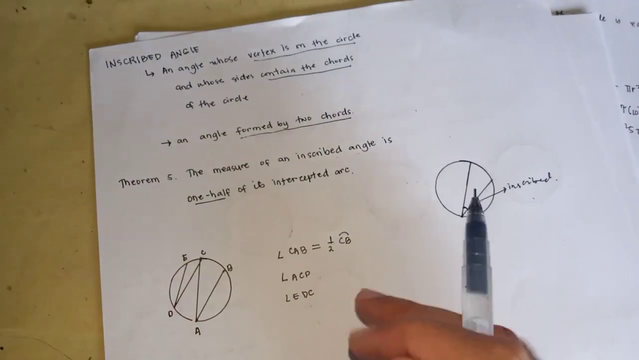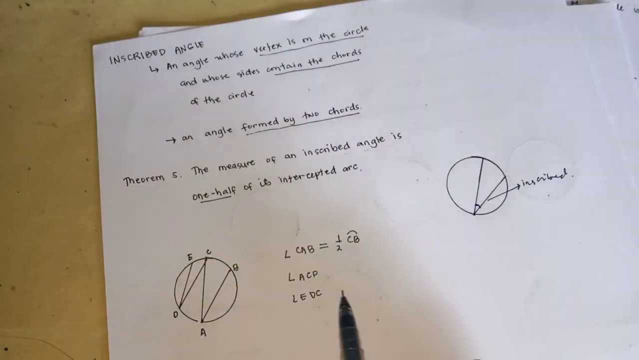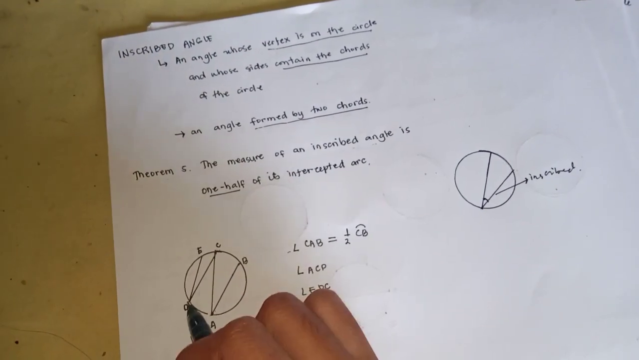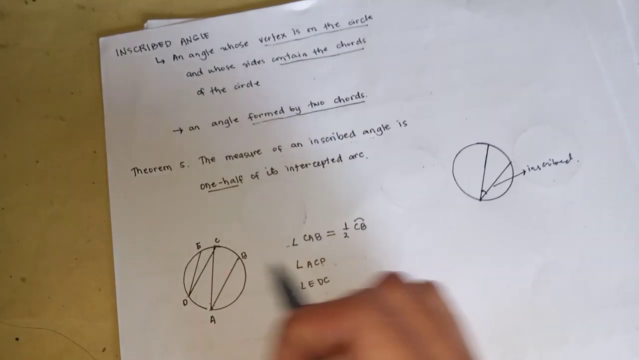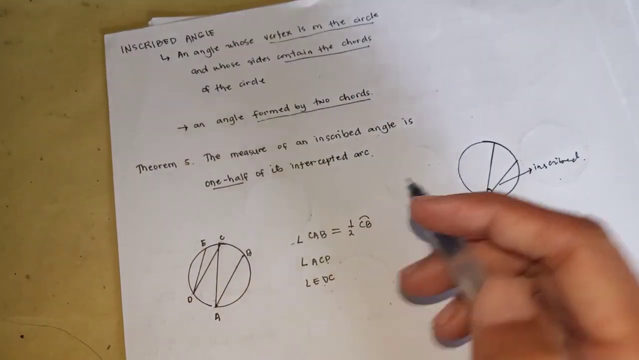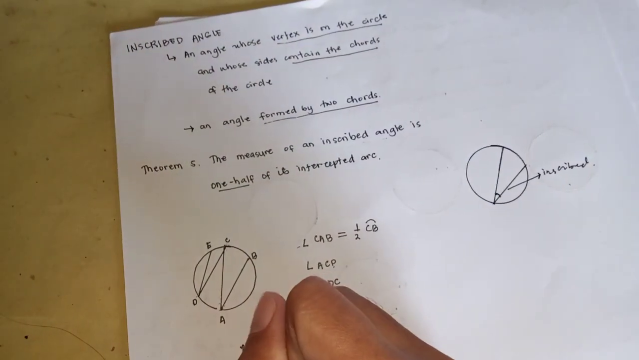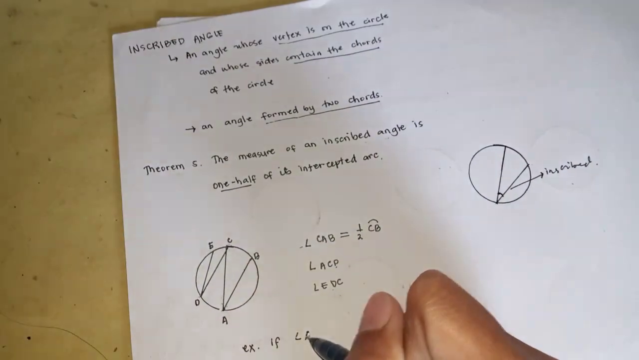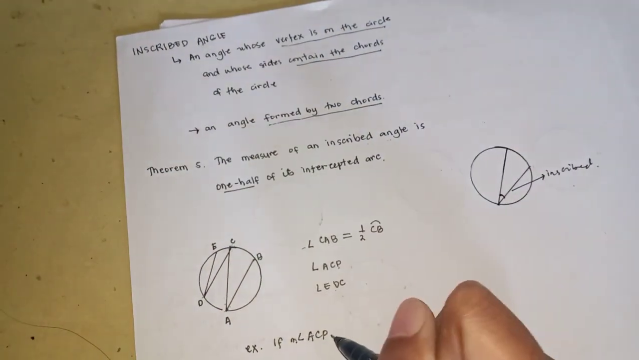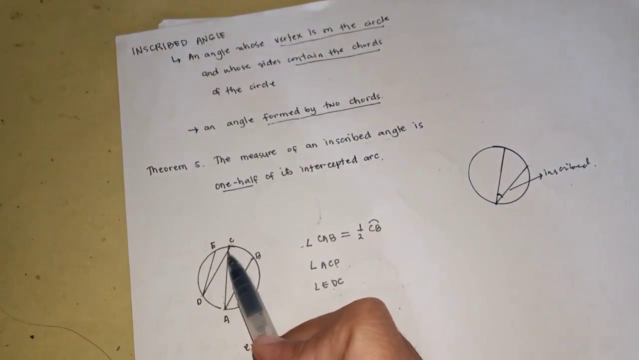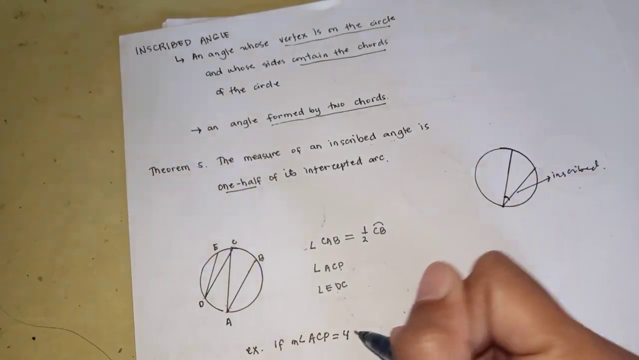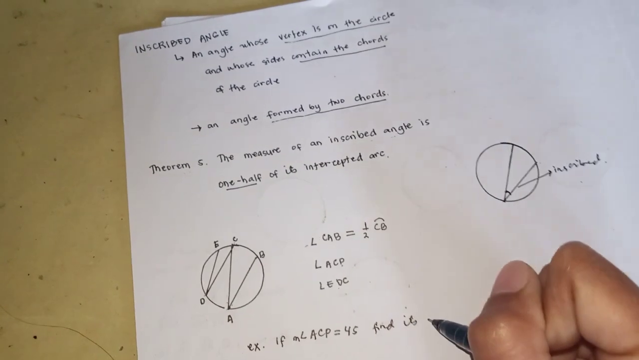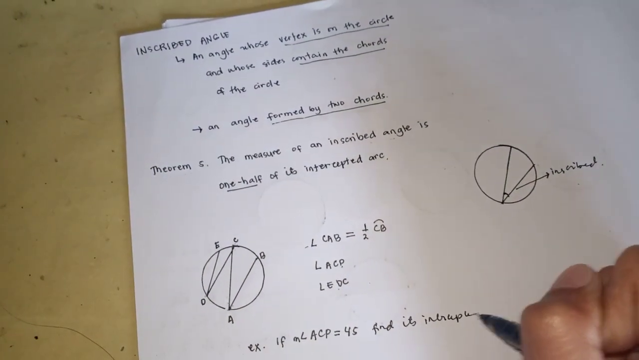I have also here the angle ACD and angle EDC as inscribed angles. C and D are the vertex of each respective angle. For example, angle ACD, it will be checked later, is equal to 45 degrees. It is 45 since it has a measure. Find the measure of its intercepted arc.